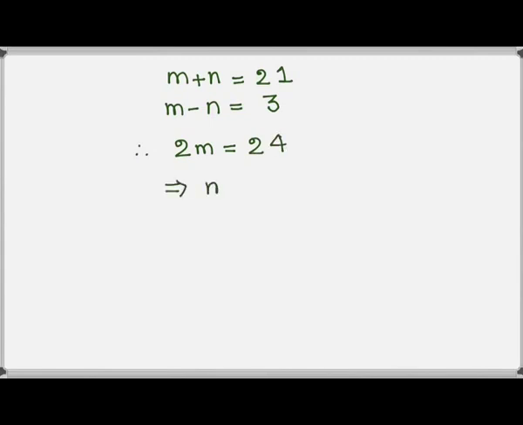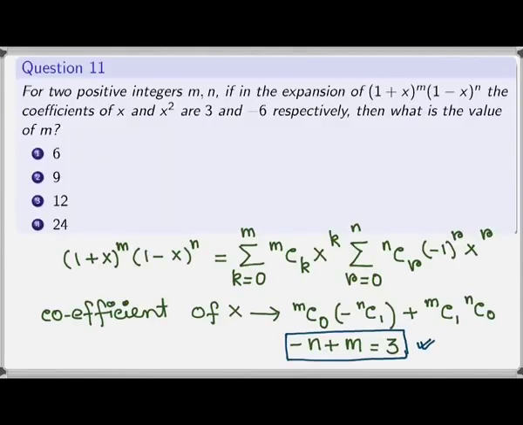Now we have m + n is equal to 21 and we also have m − n is equal to 3. So from here we get that 2m is equal to 24. That means m is equal to 12. So we have found out the value of m, and we see that the third option is the correct answer here.